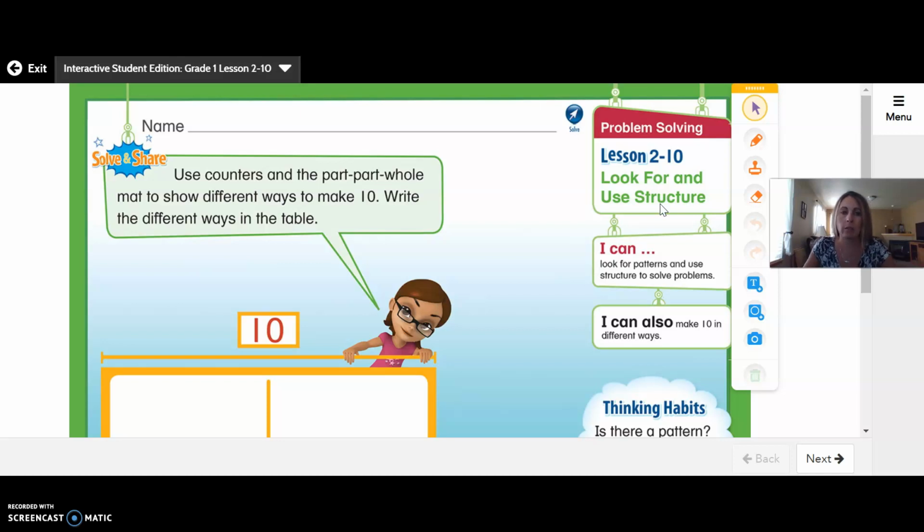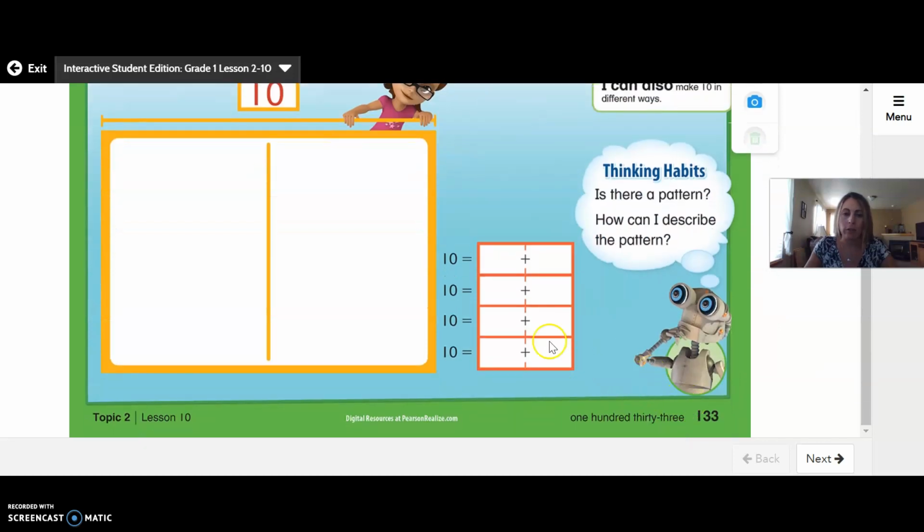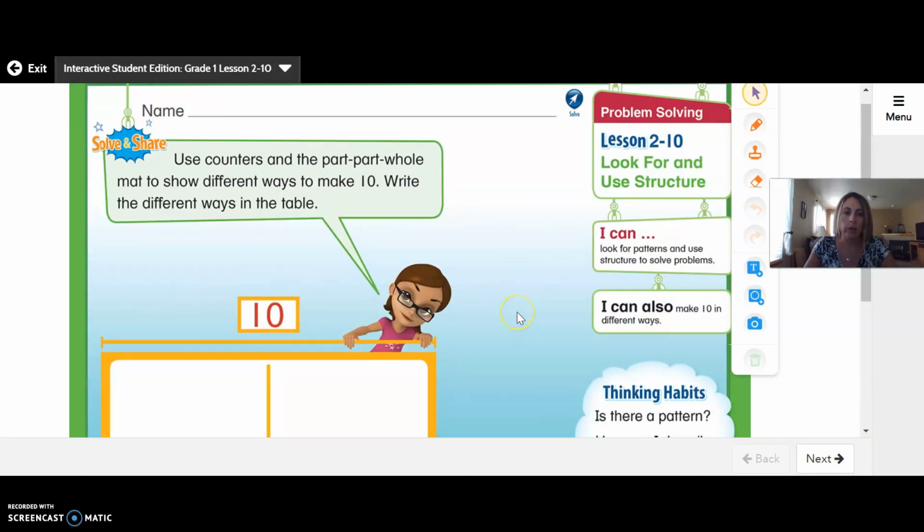One of the things that I do whenever I'm looking at the beginning of one of our lessons, I always look at this I can statement right here because it tells me what we're doing. And it says I can look for patterns and use structure to solve problems. I can also make 10 in different ways. So I'd like for you, if you haven't already, to turn to page 133 in your workbook. And we're going to go ahead and get started on the solve and share.